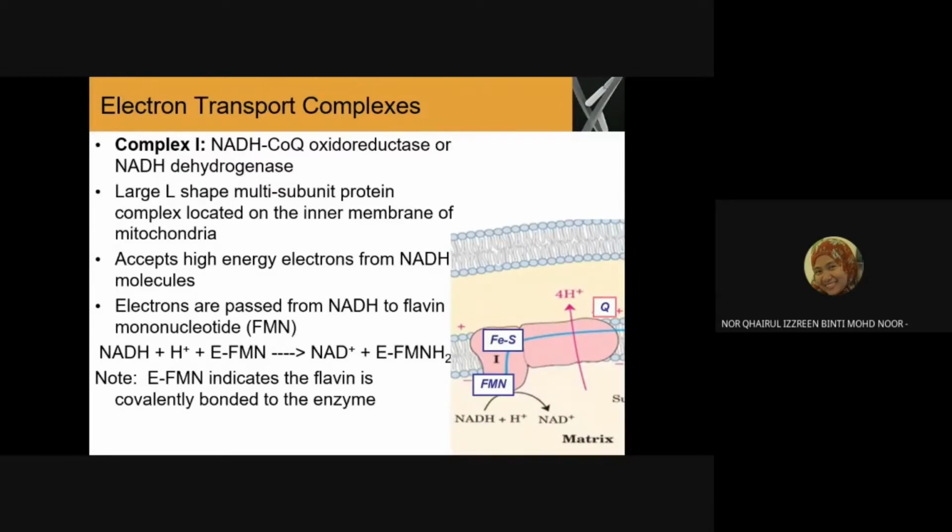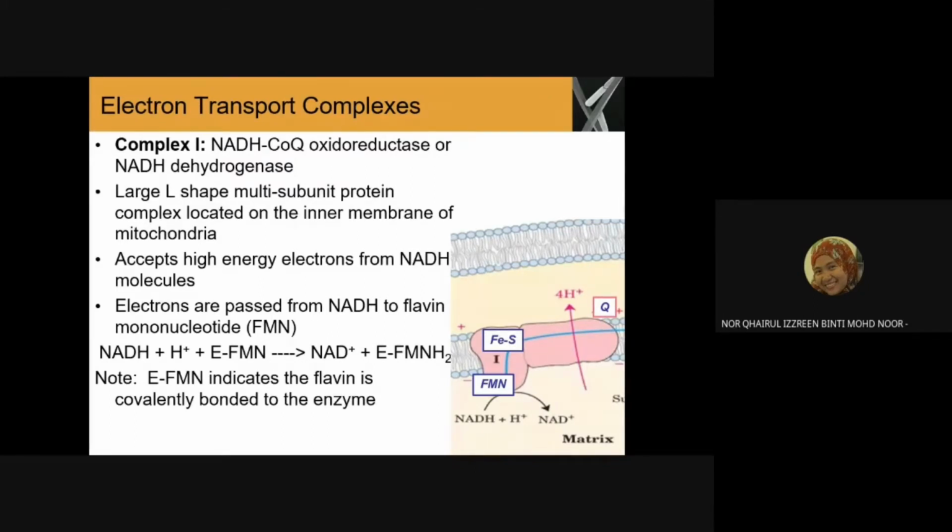Okay, when we pass the electron from NADH to FMN, FMN to the ferrum sulfate cluster, the movement of electrons gives the electrical work. So this complex uses this electrical work to pump 4 hydrogen ions from the matrix into the intermembrane space. You can see from the pink arrow there, it pumps 4 hydrogen ions from the matrix to the intermembrane space. Remember Q also accepts 2 electrons and H2. That is why it becomes QH2, which is ubiquinol. But at the same time, due to this electrochemical gradient, they can pump 4 hydrogen ions from the matrix to the intermembrane space.